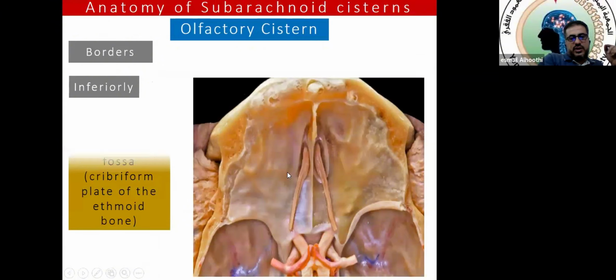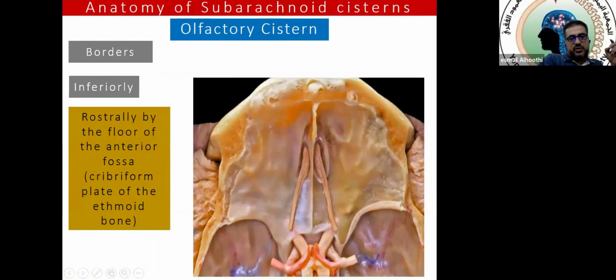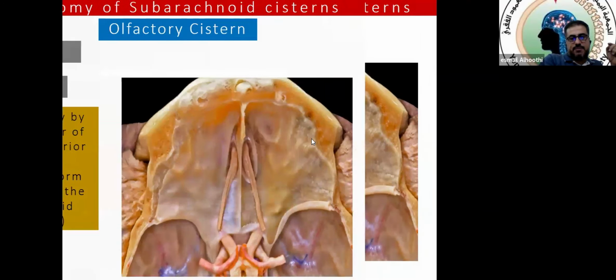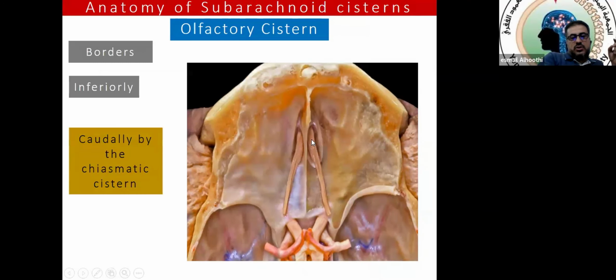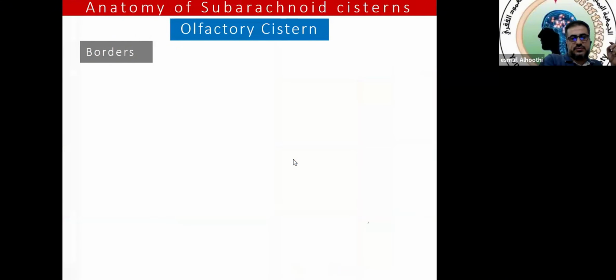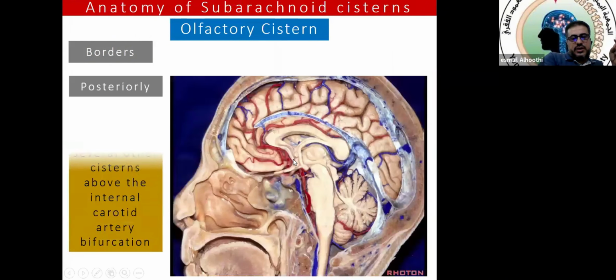The boundary inferiorly, rostrally, is the floor of the anterior fossa, the cribriform plate of the ethmoid bone, which makes the inferior boundary of the cistern, and caudally by the chiasmatic cistern, just posterior to it, and anterior is the cribriform plate. Posteriorly, it joins several other cisterns above the internal carotid artery bifurcation.